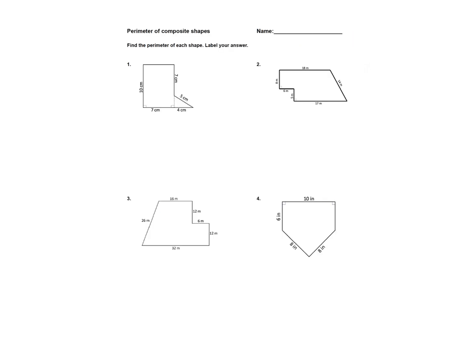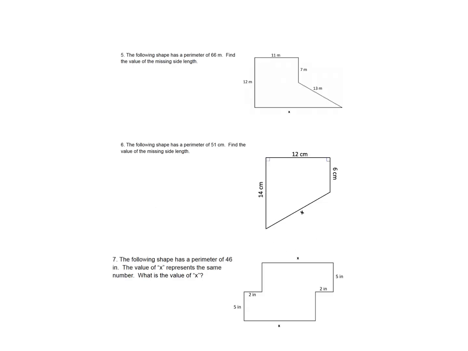So now you're ready to try this on your own. If you need to pause the video and go back and rewatch those examples again, please feel free to do so. This right here is your homework for today. So the first 4 questions are like that first example where you're going to find the perimeter of each composite shape. And here are the last 3 questions of your homework. These 3 are most similar to example number 2 from before. So again, if you have trouble on these, please make sure you go back and rewatch that part of the video to see how to do these questions.